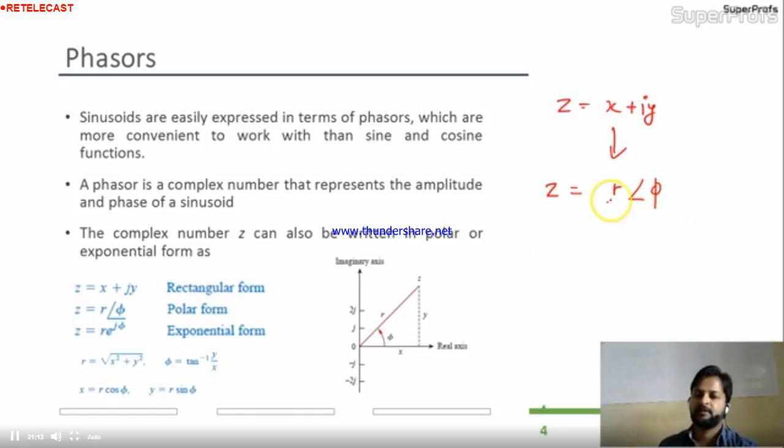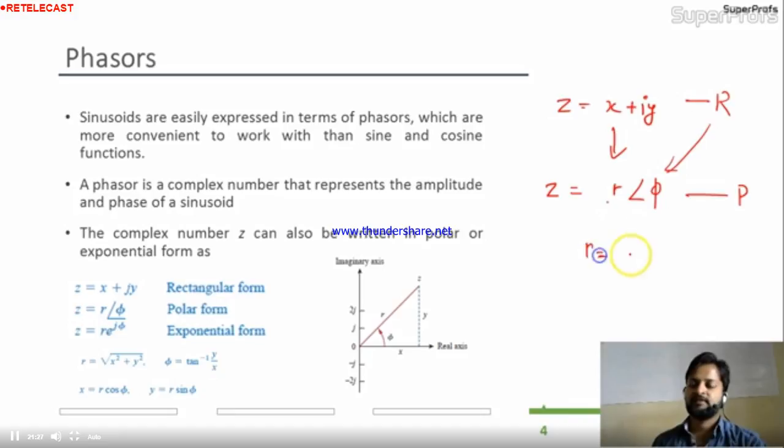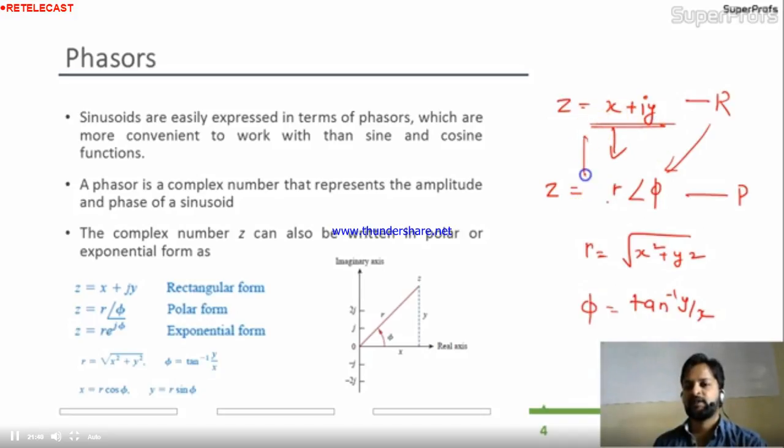Magnitude and angle. Suppose you have been given a rectangular number, you have to convert it into the polar number. So with the help of the rectangular form you can directly write this. Why? Because this r is nothing but the square root of x square plus y square, right? And this phi is nothing but tan inverse y by x. So if you are given x and y, can you find the polar form?